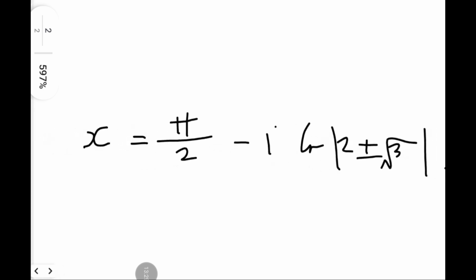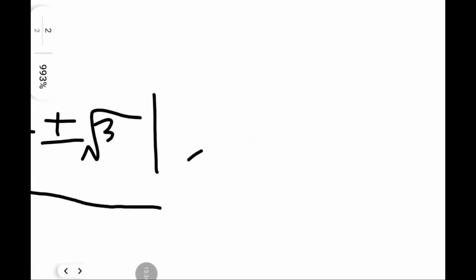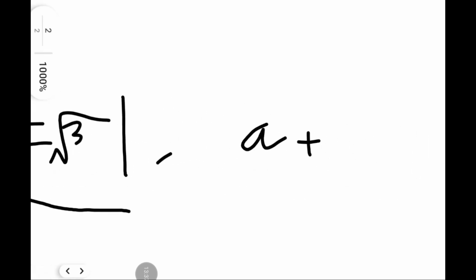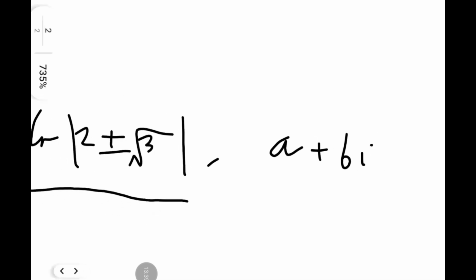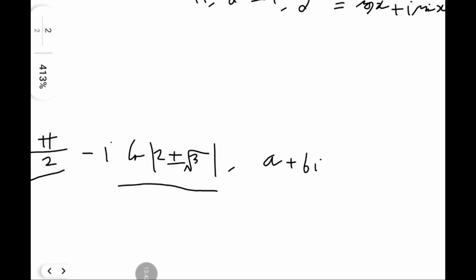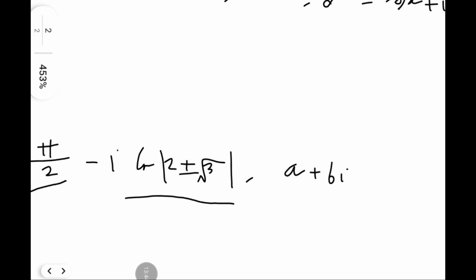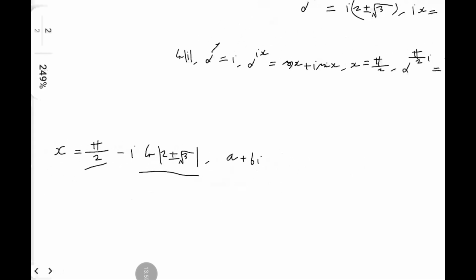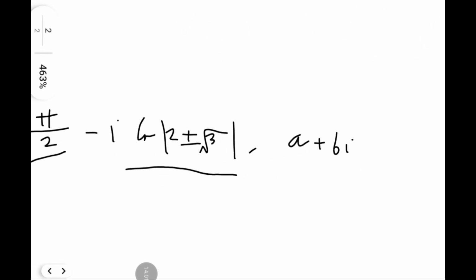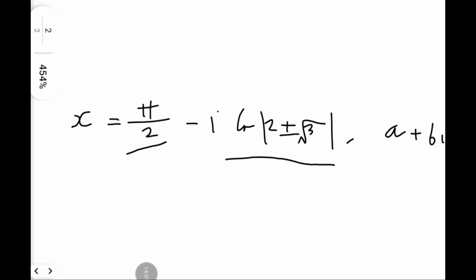Now this here, you see it's a complex number. You've got the two parts. Remember, complex numbers are written as a plus bi. And in this case a is equal to pi over 2 and b is equal to ln of 2 plus or minus root 3. And that is the format you get it into, and it's important to look at that. And this is now very useful. You could now plot that on the complex plane. And this is something you can get with complex numbers.